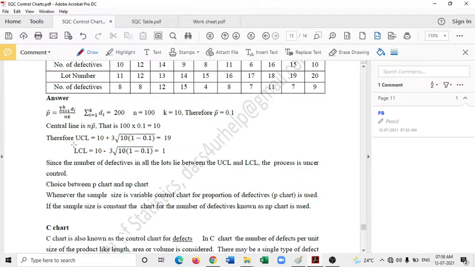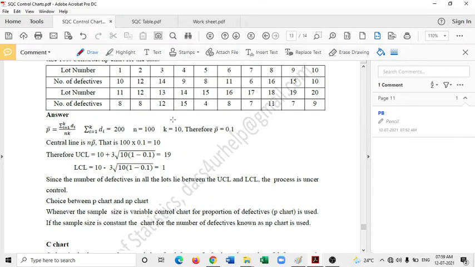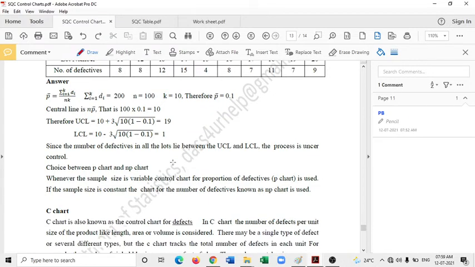Now the UCL and LCL are computed based upon the same equation. So we get the UCL as 19 and LCL as 1. Here the number of defectives in all lots lie within UCL and LCL. We can note that these 10, 12, 14, etc. up to 9, all values lie within 1 and 19. Therefore the process is under control.